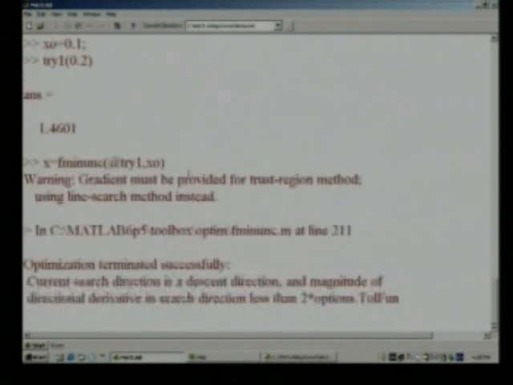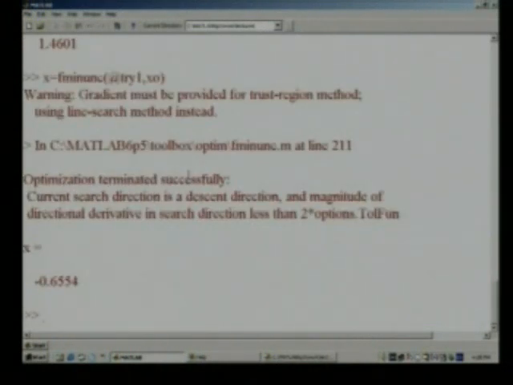Let us see what is happening. Yes, you got minus 0.6555. What did you get earlier? It is minus 0.655. So you are getting the optimum value, is it not? So here the other routines are using this try1.